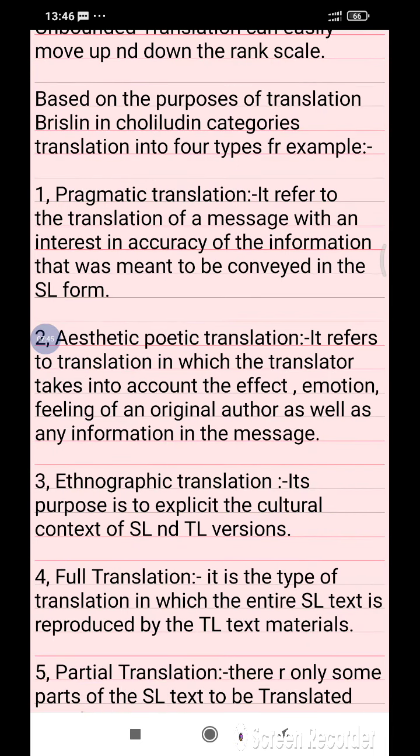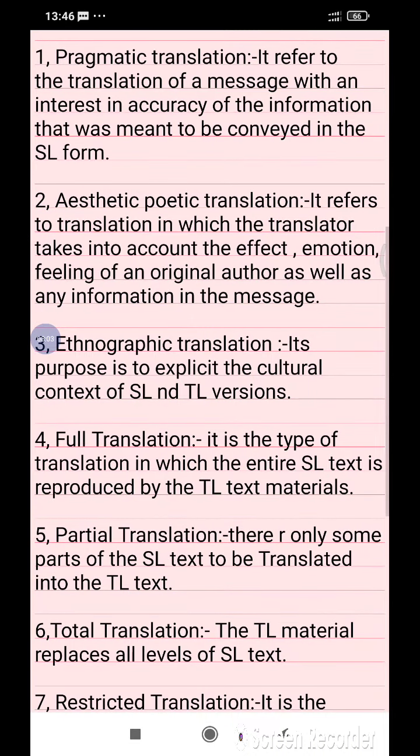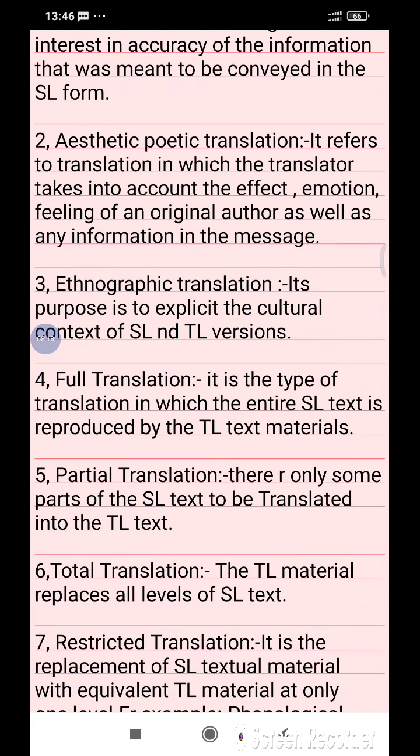Aesthetic poetic translation refers to the translation in which the translator takes into account the effects, emotions, and feelings of an original author as well as any information in the message. Ethnographic translation, its purpose is to explicate the cultural context of the SL and TL version. The fourth one is full translation. It is the type of translation in which the entire SL text is reproduced by the TL text material.